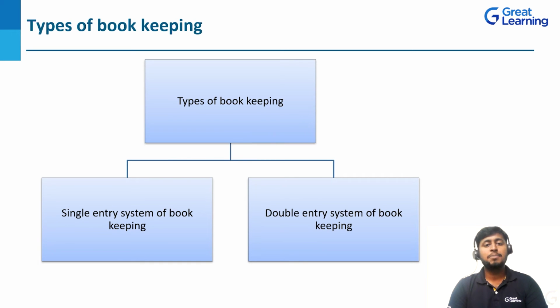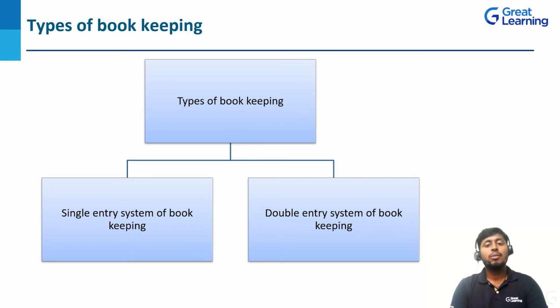Next, types of bookkeeping. We already discussed methods of bookkeeping. We have two methods: manual entry or computerized entry, that is, the traditional method of entry and the modern method of entry. So methods are different, types of bookkeeping are different. There are two different topics. So we'll see what the different types of bookkeeping are.